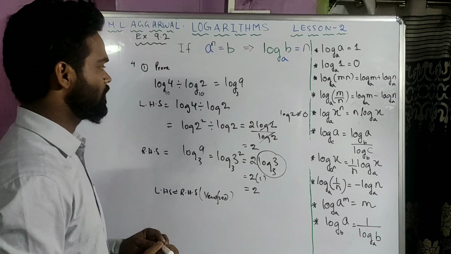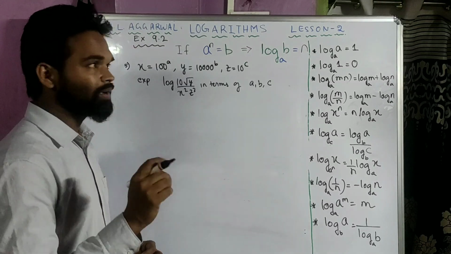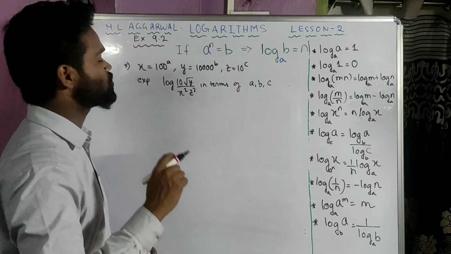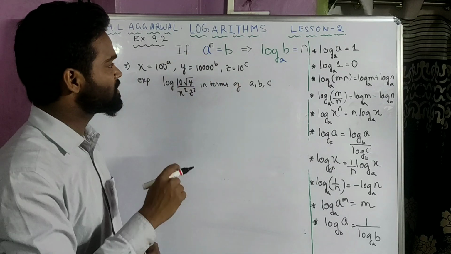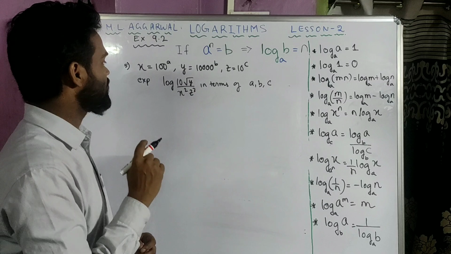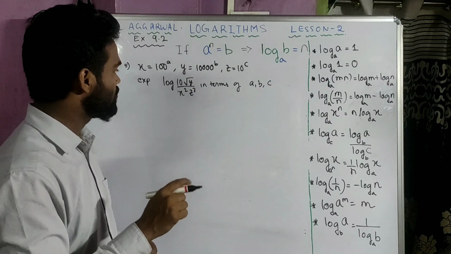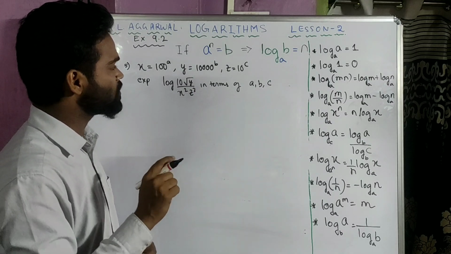Isn't it? Now we look at the next sum. Now look at this sum. Given x equals 100 to the power a, y equals 10,000 to the power b, and z equals 10 to the power c. Express log 10 root y by x square z cube in terms of a, b and c.